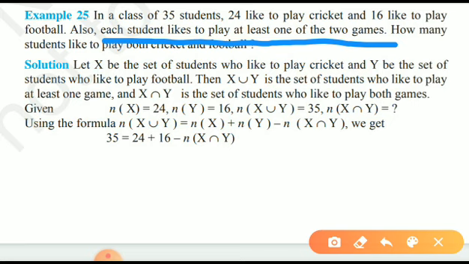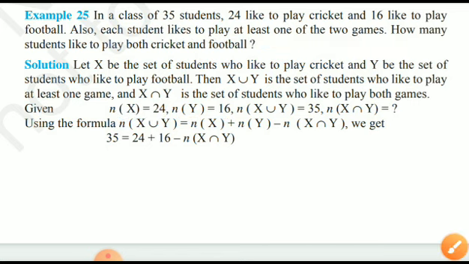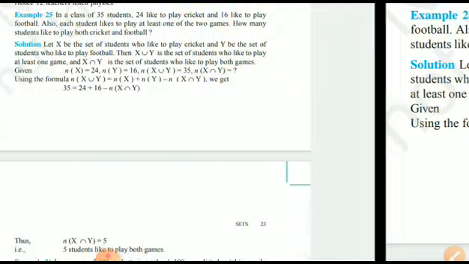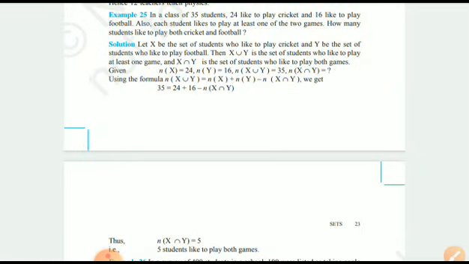Now we will write all that we have been given. So n of X is 24, n of Y is 16, and n of X union Y is given to be 35. And what we need to find is how many of them like to play both cricket and football. Both cricket and football means the set X intersection Y. If you substitute the values, you will get that n of X intersection Y is equal to 5. So 5 students like to play both the games. Is this clear to you?